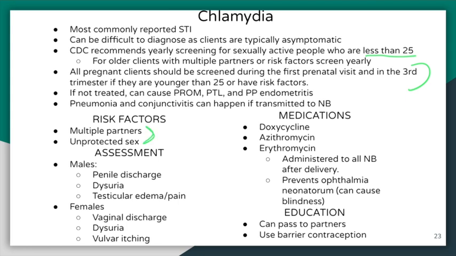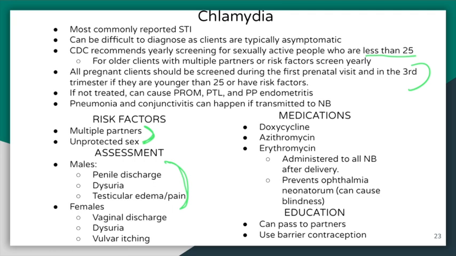So these folks are at risk for getting chlamydia when you have unprotected sex with multiple partners. For men, the assessment we're going to have is penile discharge, dysuria, and some edema and pain in the testicles. For the females, we can have vaginal discharge, dysuria, and vulvar itching.